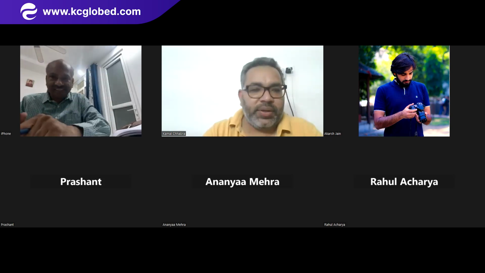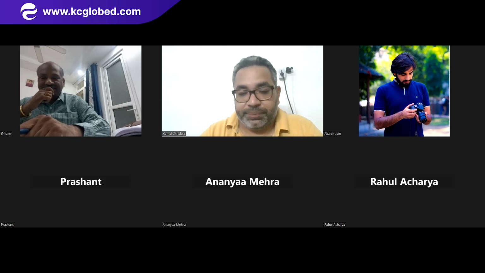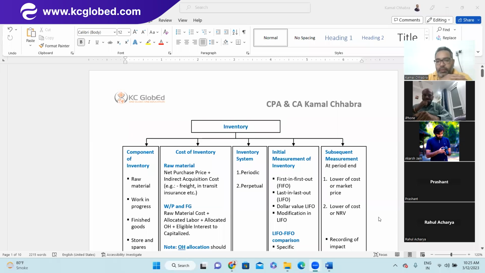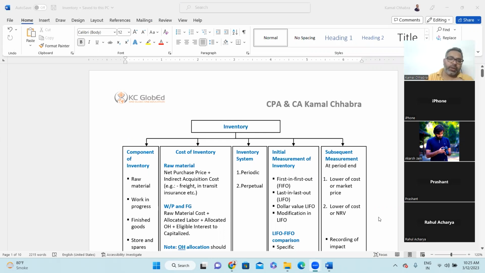Today we are going to start with inventory. In inventory we'll be covering these things. First is the component of inventory, what all comes under the inventory category. Second is the cost of inventory, how to calculate the cost for the respective category of inventory. Then the inventory system, which includes the periodic system and the perpetual system, then initial measurement and the subsequent measurement. So all these key items we will cover one by one in detail today.